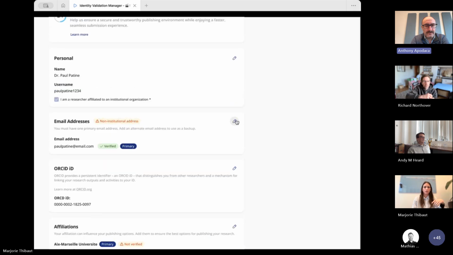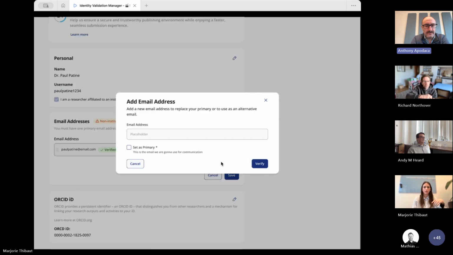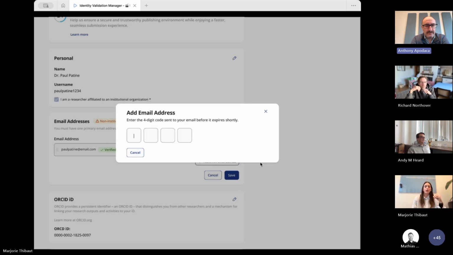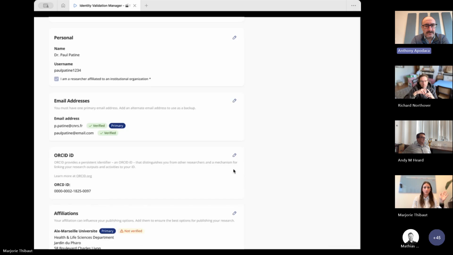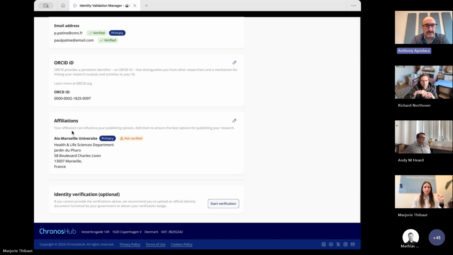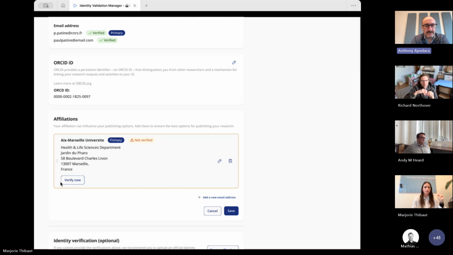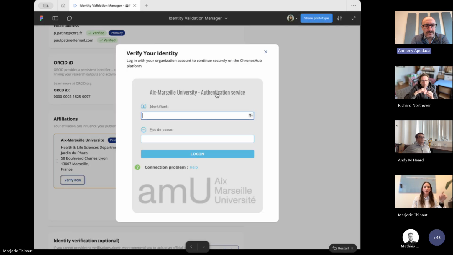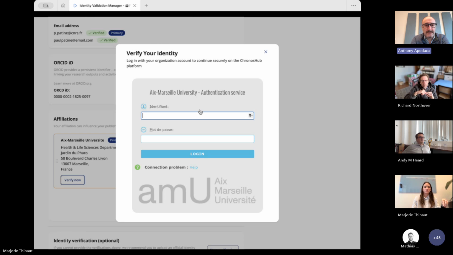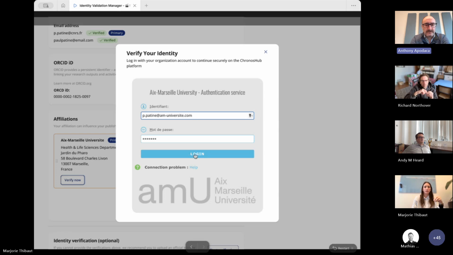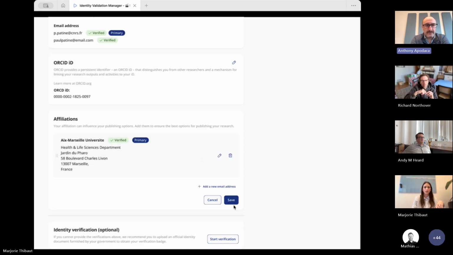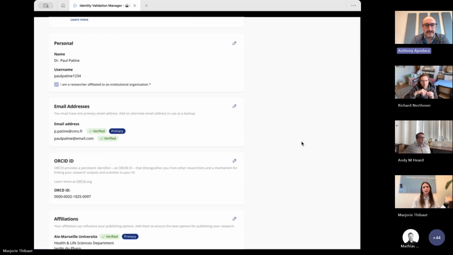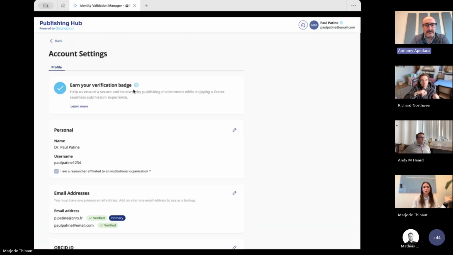So I'm gonna add my new email address. I set it as primary, verify. An email is sent to the address with a verification code, something very basic, and saved. And now I'm gonna verify the affiliation. So same, verify now. And we have this modal, and we need to log into the affiliation with the login information. Be sure that we have access to it. Login, save, and that's it. And now our user has his badge.